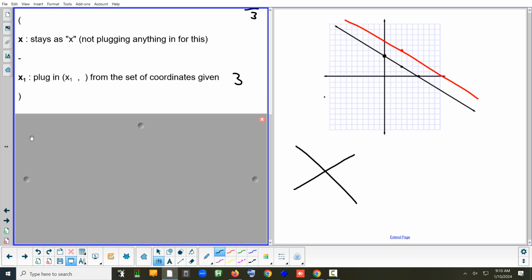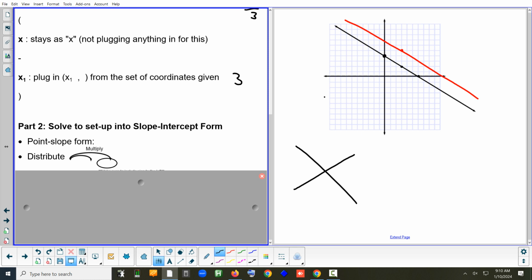Okay, now, just like yesterday, they might ask you to take something in point slope and change it to slope-intercept form, y equals mx plus b. What's the first thing that you have to do on the right side if they want you to change to slope intercept? Distributive property. Yep, you have to do the distributive property.